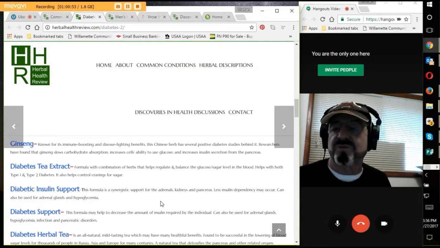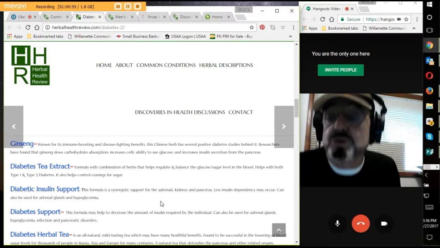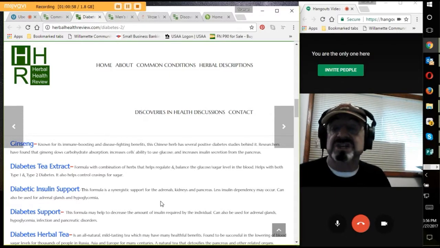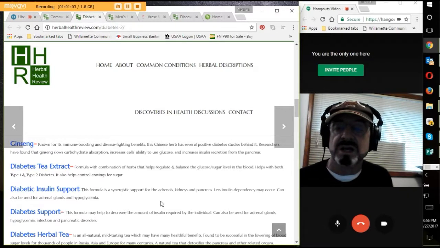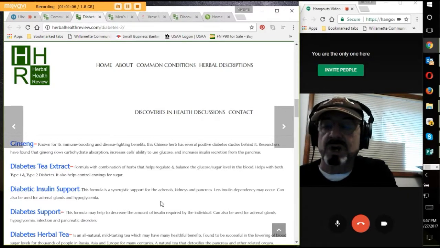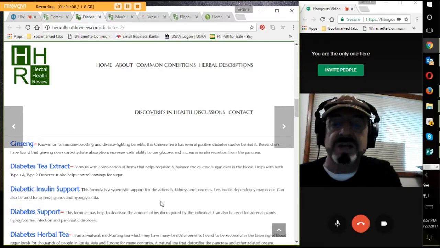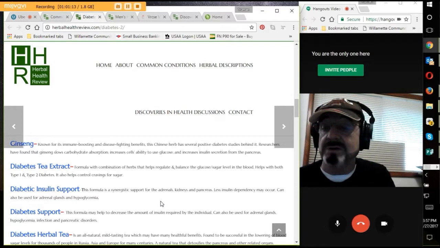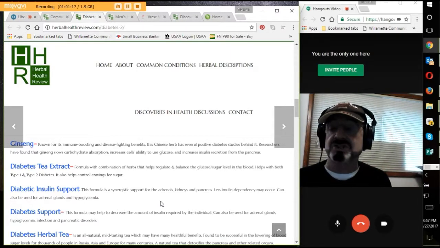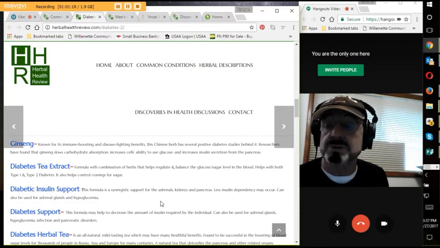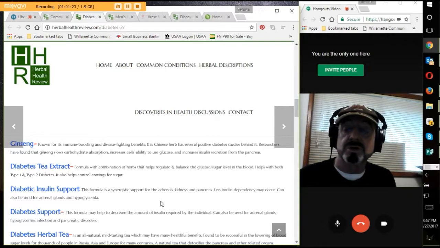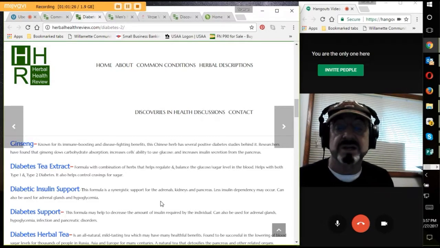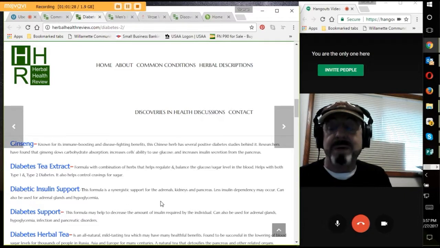Ginseng is known for its immune boosting and disease fighting benefits. It also pulls the radiation out of the body. This Chinese herb, an American herb also, ginseng, has several positive diabetes studies behind it. Researchers have found that ginseng, Panax ginseng, slows carbohydrate absorption, increases cells' ability to use glucose, and increases insulin secretion from the pancreas.